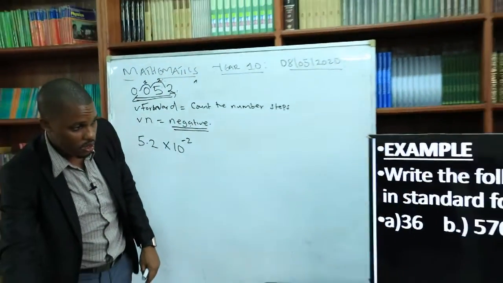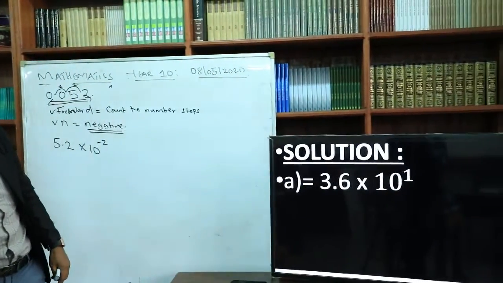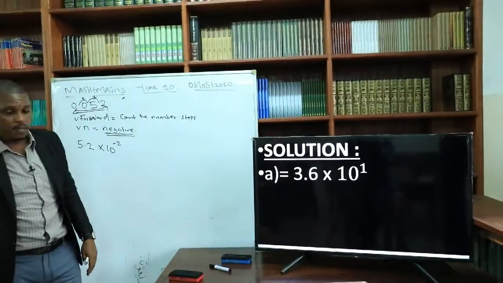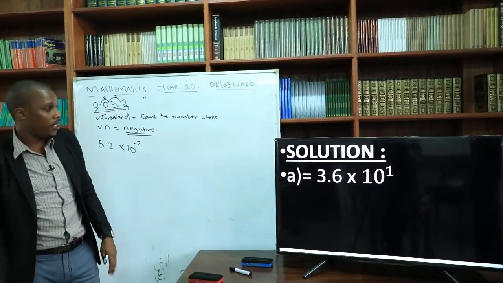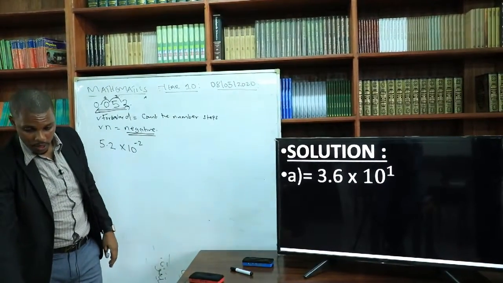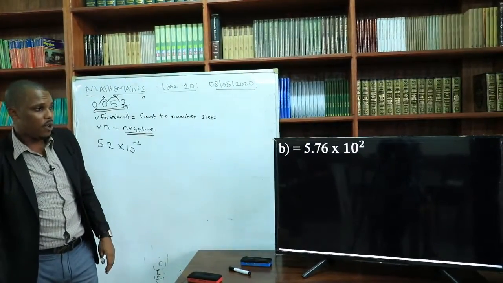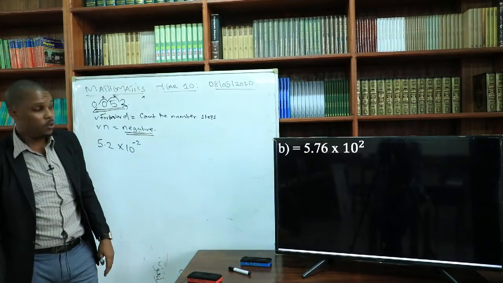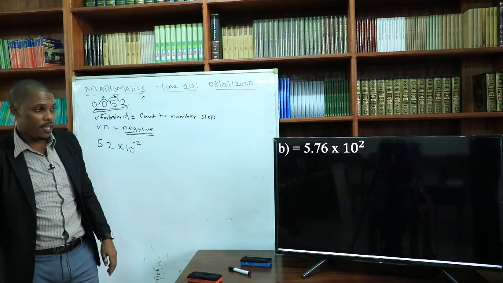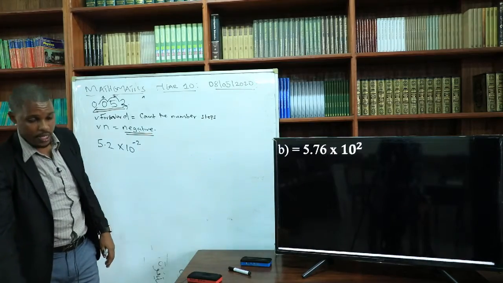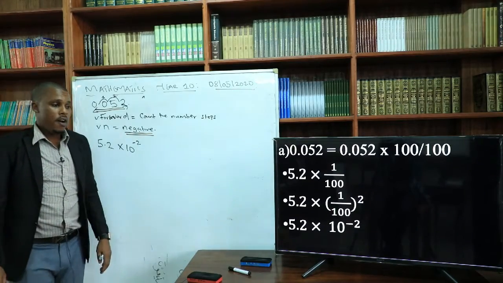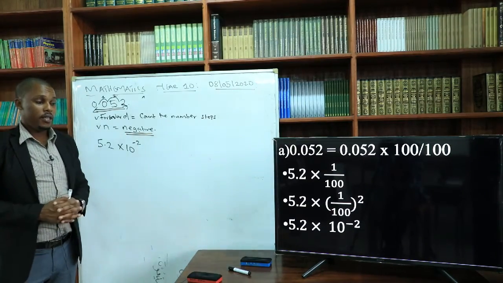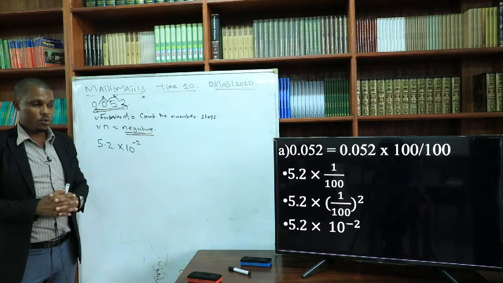So those here are the solutions. That is the solution for part A, which was 3.6 times 10 to the power 1. That one you have already calculated there. Then number 2, again, you can see what you have said is 5.6 times 10 to the power 2. And then finally is the last one which I have indicated there. That is going to be 5.2 times 10 to the power negative 2.